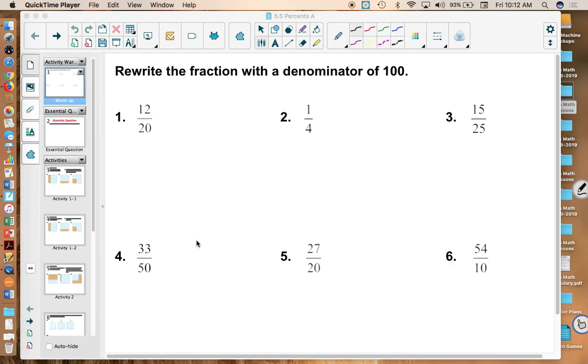Okay, today you will be working on writing percentages. We're going to start out with just a little warm-up right here. I'm going to get that written up for you. Converting between percents and fractions.